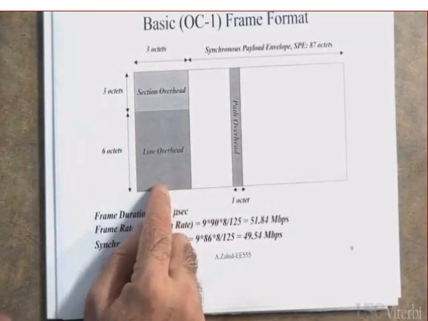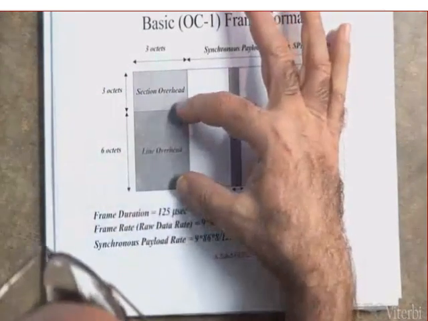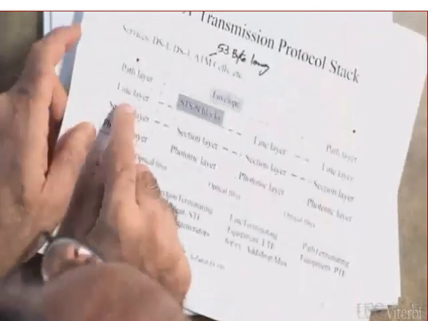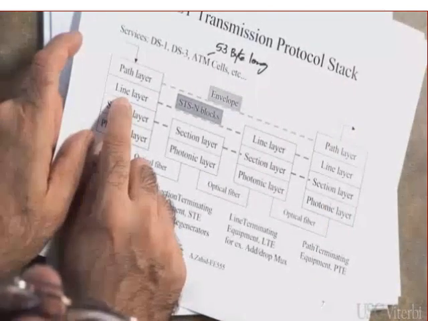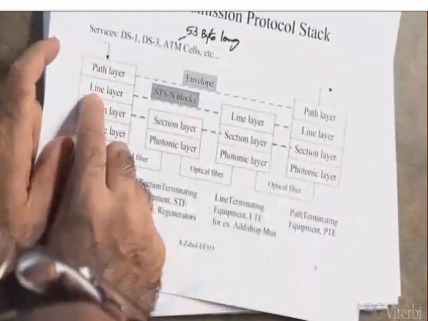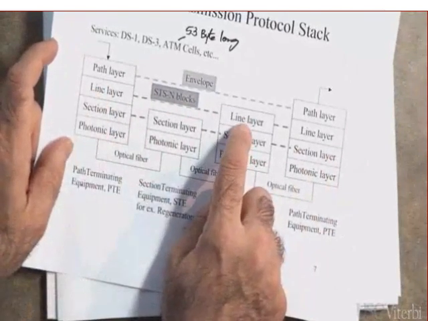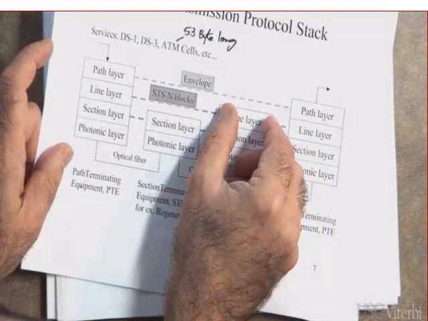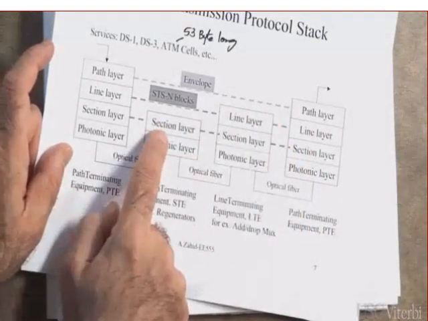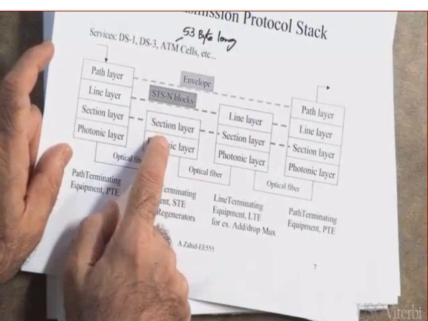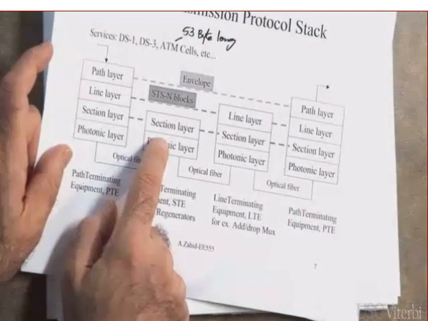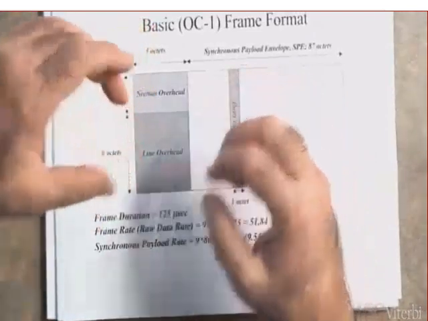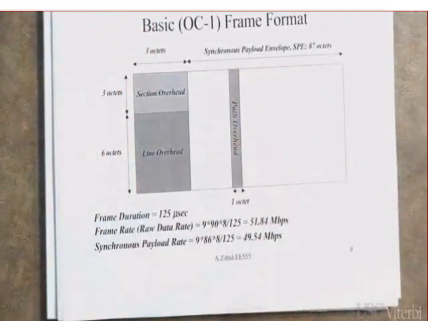Then you have the line overhead. Where is this one going to be inserted? It is going to be inserted in the line header, in the line layer, and it's going to be processed in every device that has a line layer in it. In other words, will this one see a line header? This one will not process a line header.